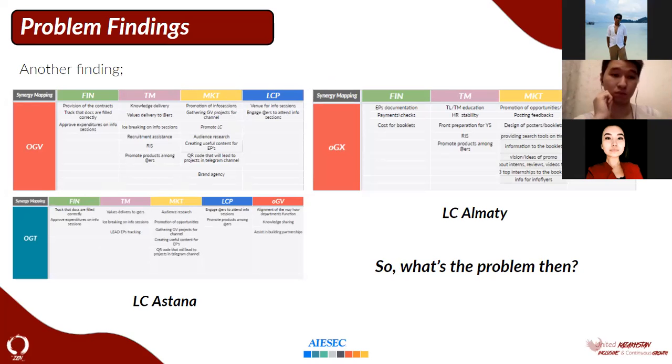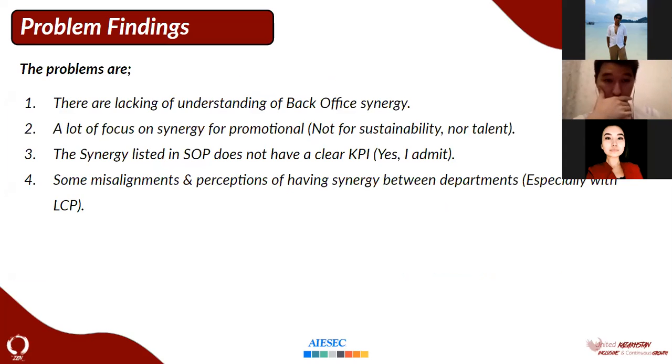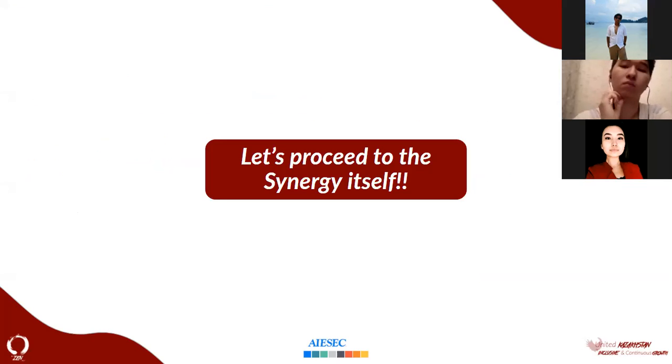So based on this, what's the problem behind it? First of all, they lack understanding of office synergy. Second, a lot of focus on synergy is for promotional and marketing especially, not for sustainability nor talent. Third, the synergy listed in the SOP that I have made doesn't have a clear KPI, and yes, I admit it. Fourth, there is some misalignment and differing perception of having synergy between departments, especially with LCP. And let's proceed to the synergy itself.